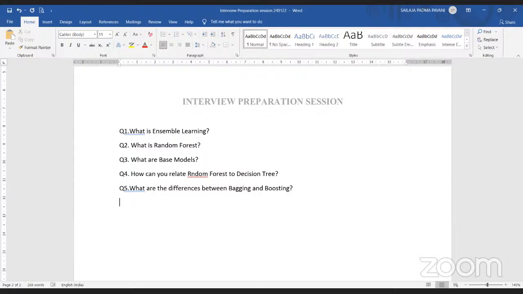Let me write the answer too. In case of bagging, it mostly aims at reducing the variance. Okay, bagging, shortly, I'm writing here, aims at reducing the variance. Right.